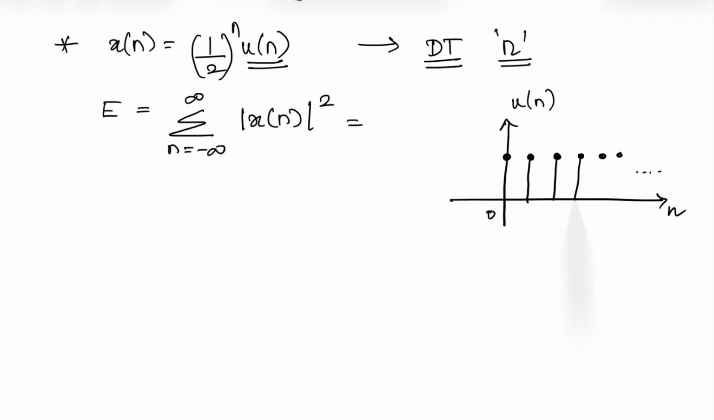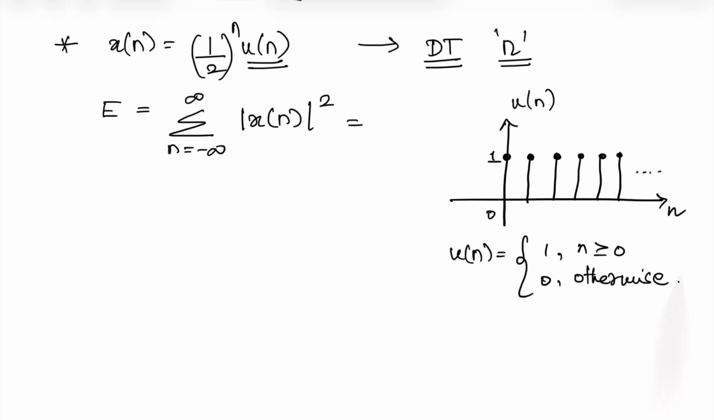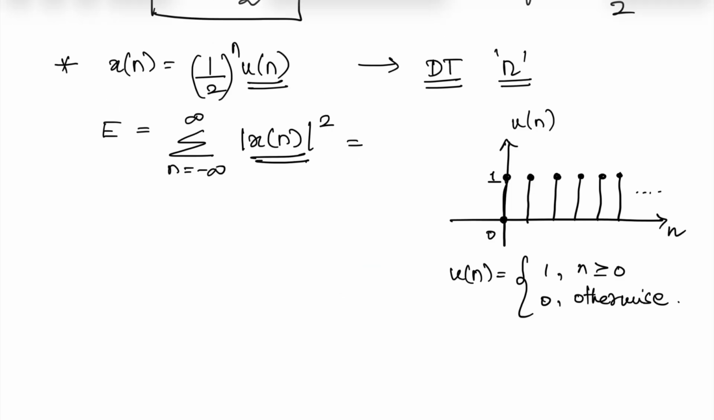Right? So this is the value of u of n with the amplitude 1. So how can I write this? u of n is equal to 1 for n greater than or equal to 0, and 0 otherwise. The same thing I need to substitute here. So u of n is 1 for n greater than or equal to 0 and 0 otherwise. Now let me substitute it in the formula.